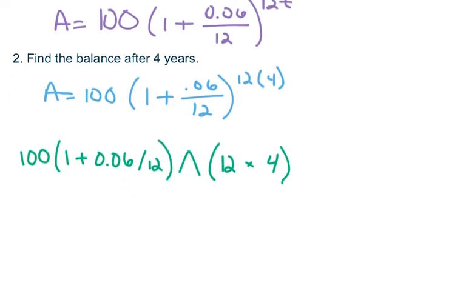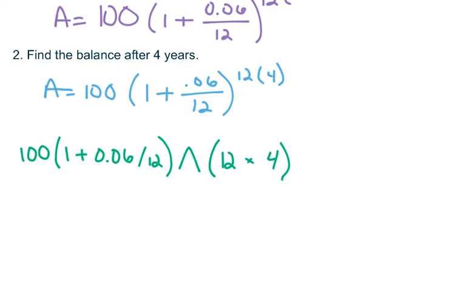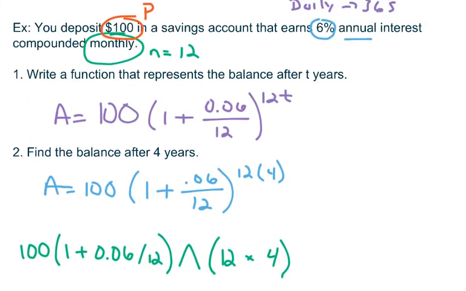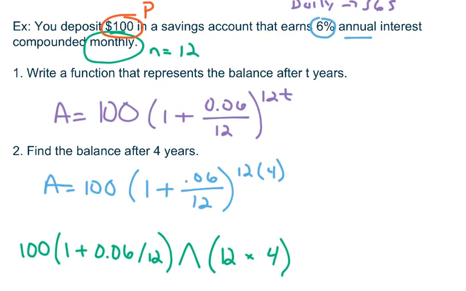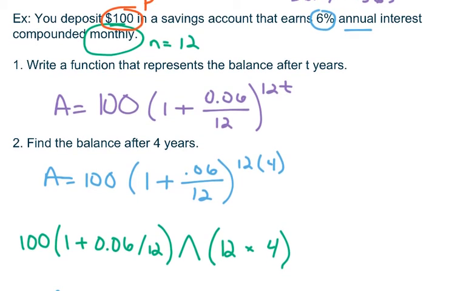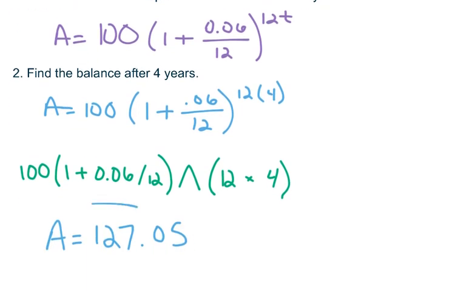When you do this, since this is money here, we do need to round to two decimal places, so your account balance is going to be $127.05. That's going to be your final answer. That's what you would see if you plugged in $100 into a savings account getting 6% interest compounded monthly. If you waited 4 years and then looked up your balance, this is what you would find.